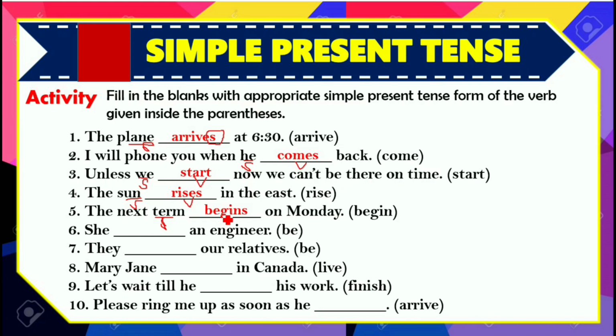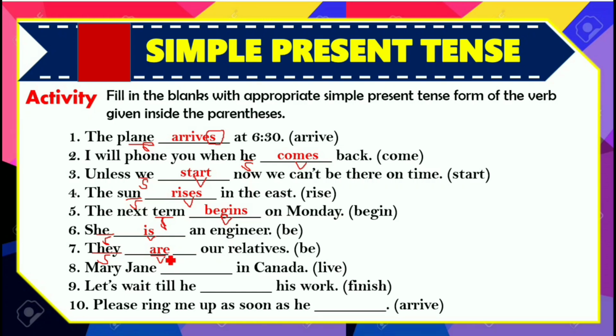Number 6, she blank an engineer. So what be verb are we going to use here? So what are again our be verbs in the present tense? It could either be is or are. So she is an engineer. So she, of course, is singular. So we use a singular verb is. Another is number 7, they blank our relatives. So another be verb, is it is or are? Of course, it should be are because our subject is plural they. So we need a plural verb.